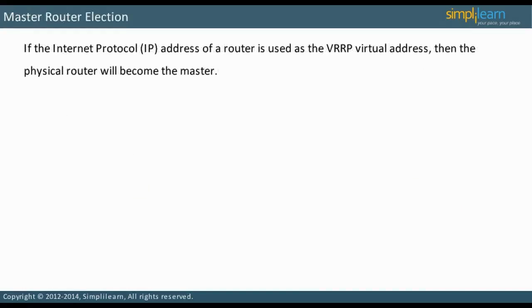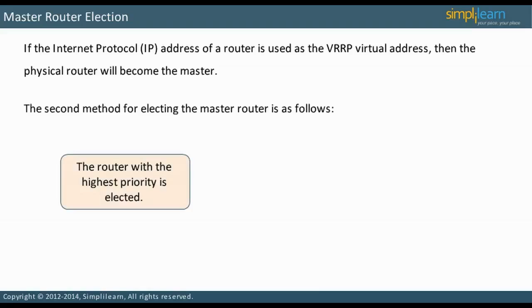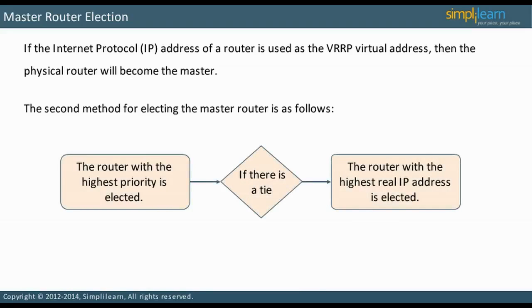Unlike HSRP, the IP address of a physical router can be used as the VRRP virtual address. If you choose this configuration method, then the physical router matching the virtual address will become the master. This is one way to influence selection of the master router. Otherwise, the master router is the router with the highest priority. In case of a tie, the router with the highest real IP address will become the master. In the next slide, let us discuss what happens when the master router fails.